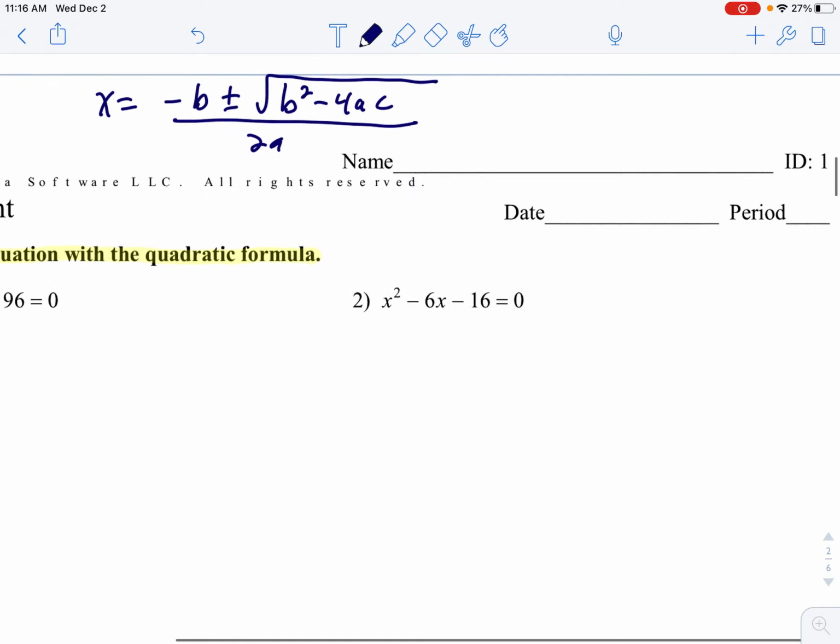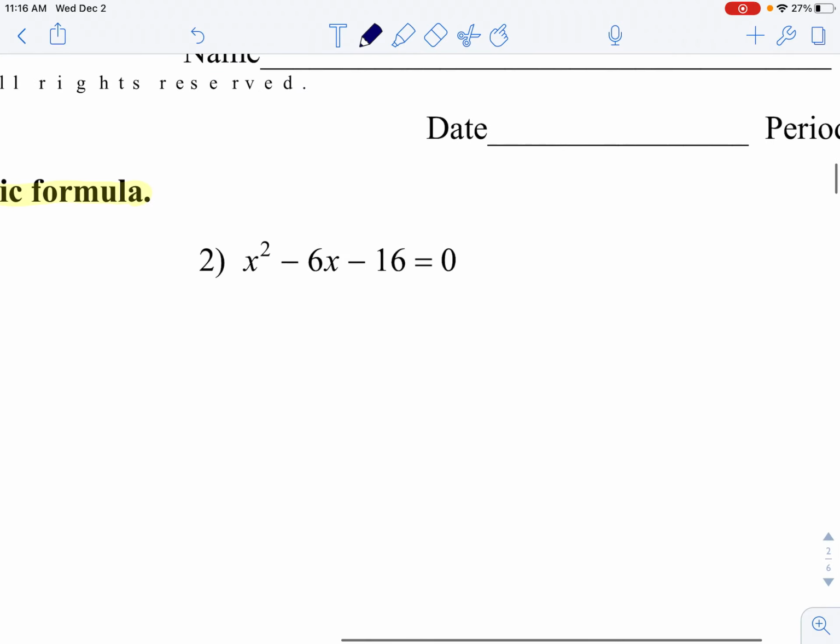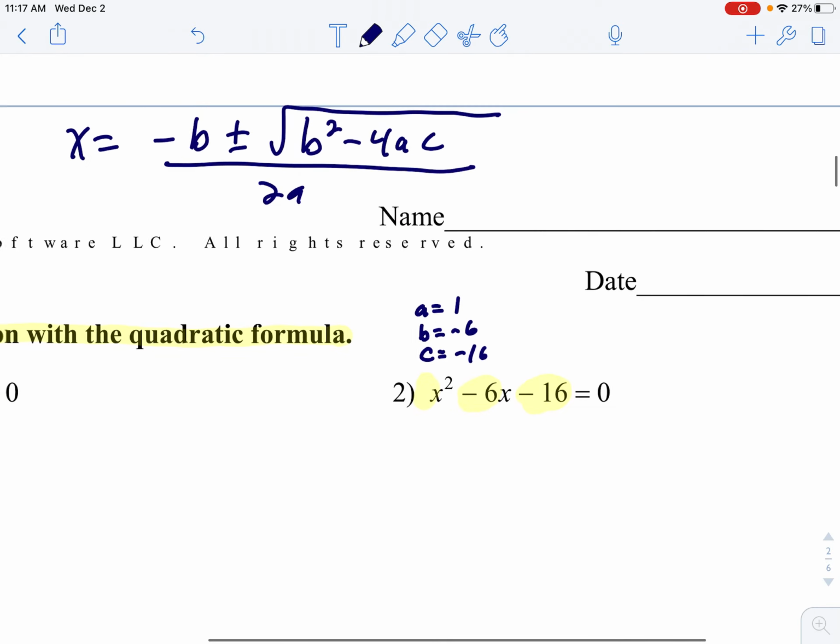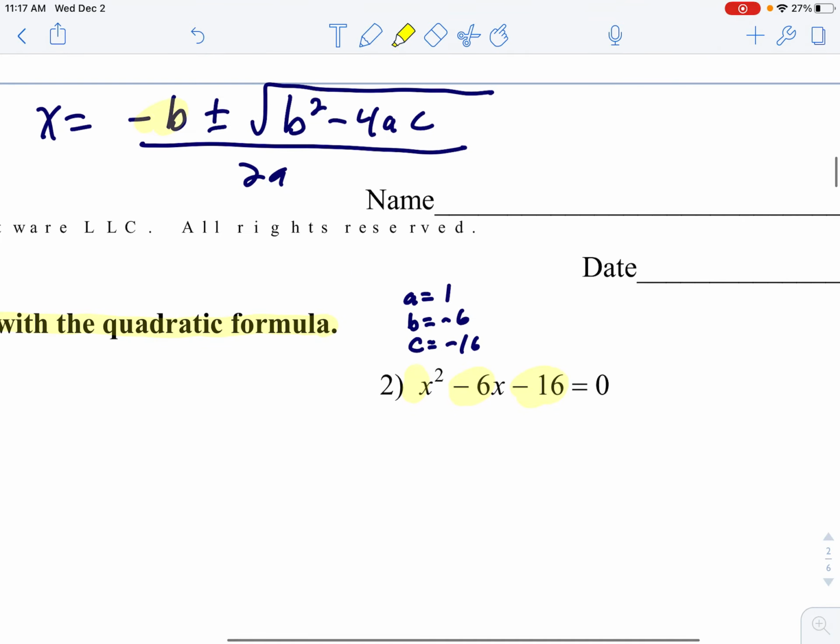Okay, before we begin, what might be helpful is for you to take a little space and label a, b, and c: a equals, b equals, c equals. In every problem, a is the number in front of x squared. In this problem, it's a 1. b is the number in front of x, so this is negative 6. And c is the constant. c stands for constant, so that helps. And that's negative 16.